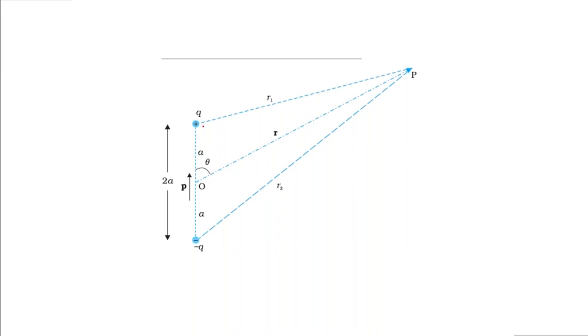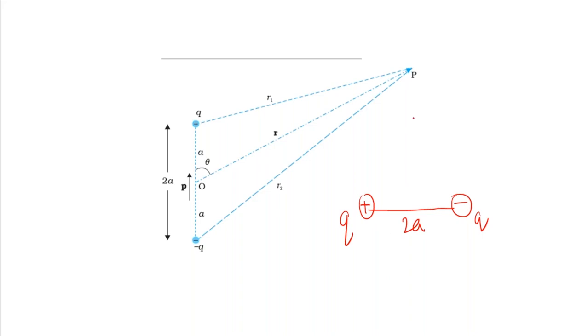Now look, I have an electric dipole. So how do we define an electric dipole? In the previous chapter we had done that. If you have equal and opposite charges, if this is plus q, this is minus q, separated by a distance, suppose here 2a it is written, then these two charges together will be called an electric dipole.